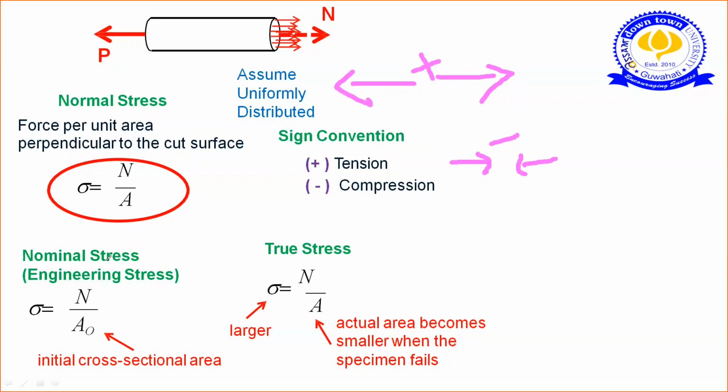Now what is nominal stress and true stress? Basically, in engineering we use nominal stress. Sigma equals N by A naught, where A naught is the initial cross-sectional area. For true stress, sigma is equal to N by A, where A is the actual area, which becomes smaller when the specimen fails. What is it? Let me explain.